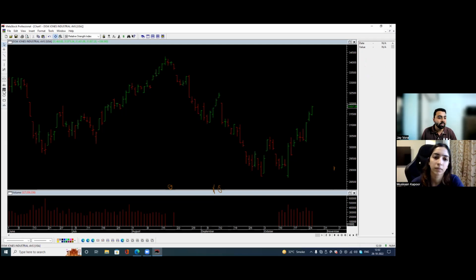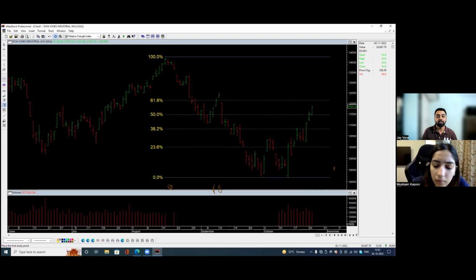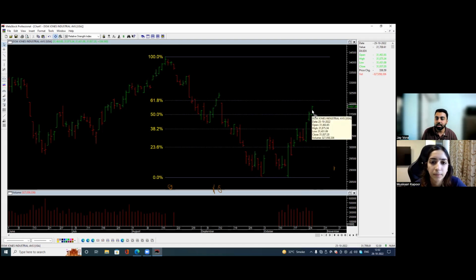So if you see right now, Dow Jones has surpassed the 50% retracement mark, which leads to a little more upside towards the 61.8% retracement mark, which is around the 32,156 levels. And right now it is at 31,837. So you can see some 300, 400 points more upside in the near term.